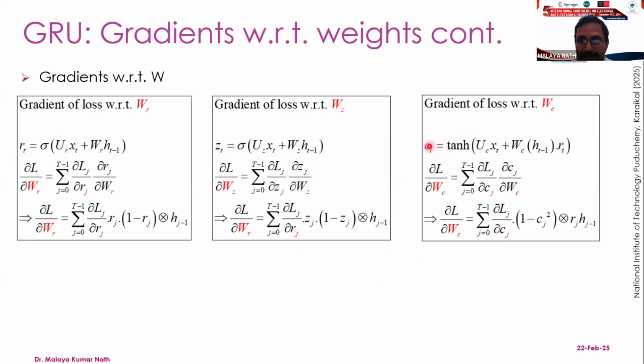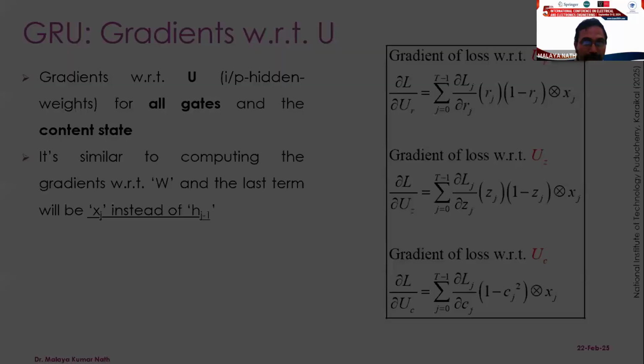Similarly, Ct we know this is the value, so the derivative of loss with respect to Wc can be computed as the derivative of loss with respect to the content C and the derivative of the content with respect to the weights, and simplifying the expression we reach this expression. In this way, we can calculate the gradients with respect to the different weights.